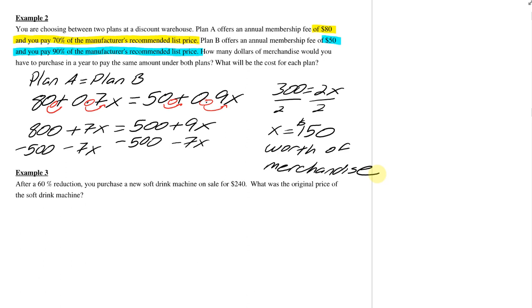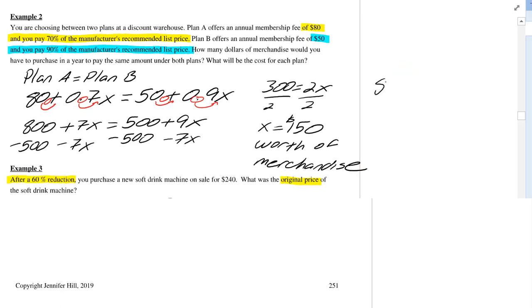And then it also says what will be the cost for each plan. So to figure that out, now you have to plug in 150 into one of these plans. This is 80 plus 0.7 times 150. And if I work that out, that comes out to 185.